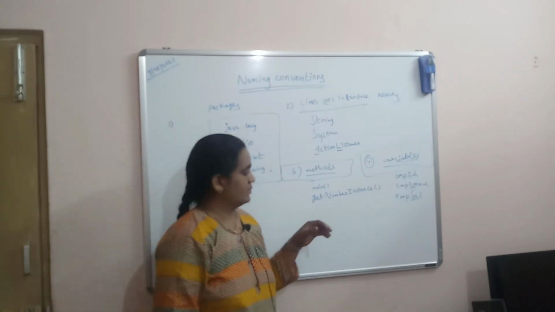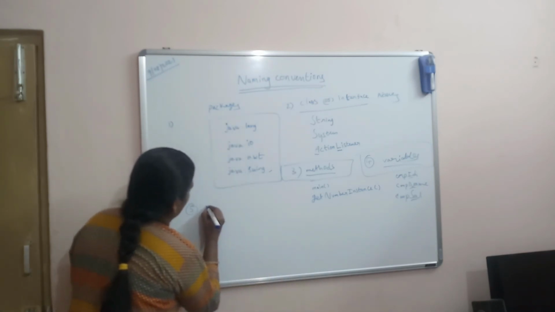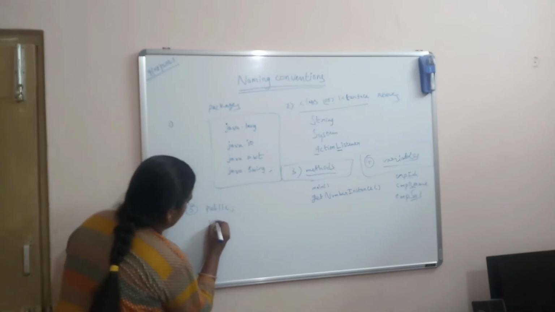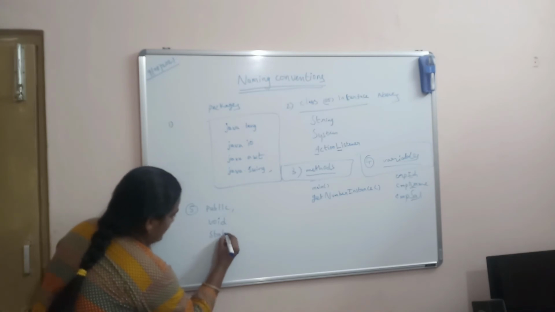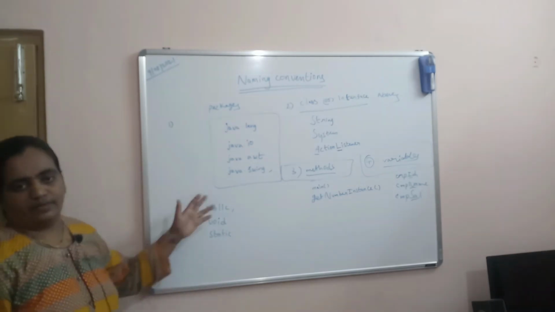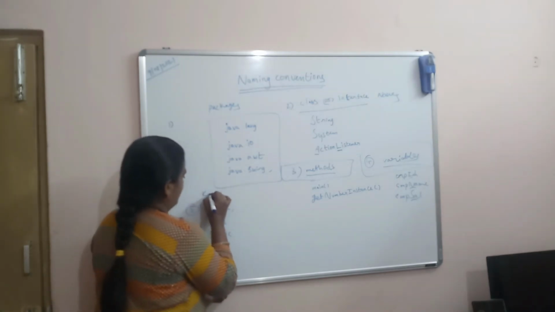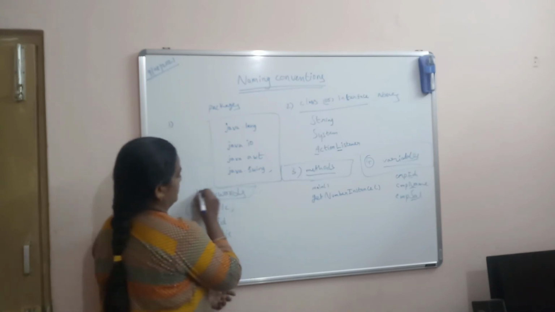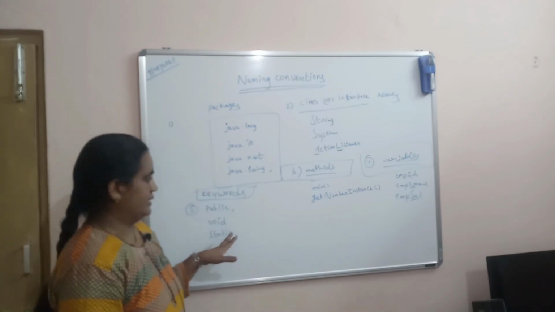Keywords. What are keywords? While writing the main method, we use public. Public is a keyword. We write keywords with all small letters. Void is also a keyword. Static is also a keyword. All keywords are in small letters. Fifth rule, keywords: while writing keywords, we follow this convention, public, void, static, all in small letters.